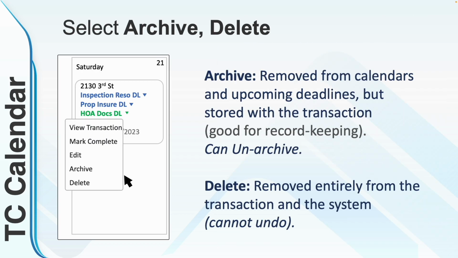For Archive and Delete, Archive will remove from the calendars and upcoming deadlines, but will continue to store that information with the transaction, which is great for record keeping. And you can unarchive if needed. When you delete, you're removing entirely from the transaction and the system, and this cannot be undone.